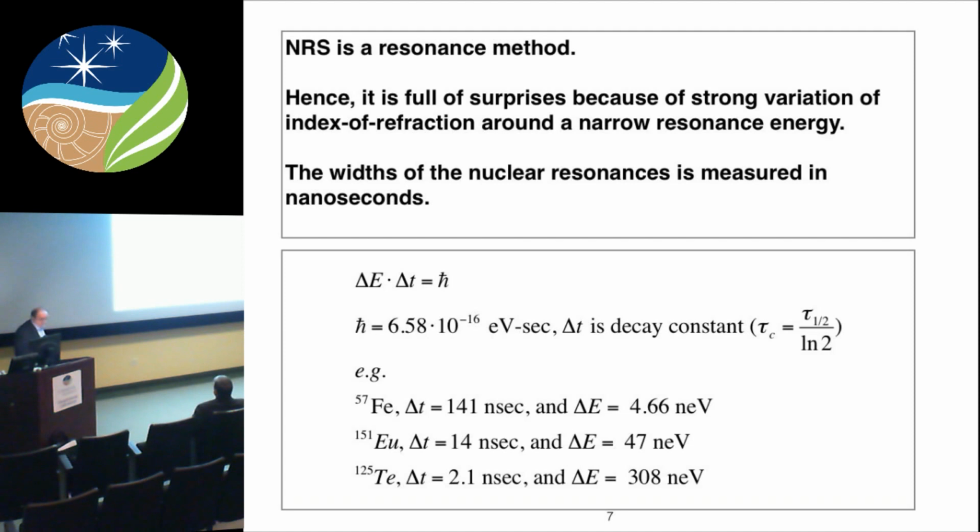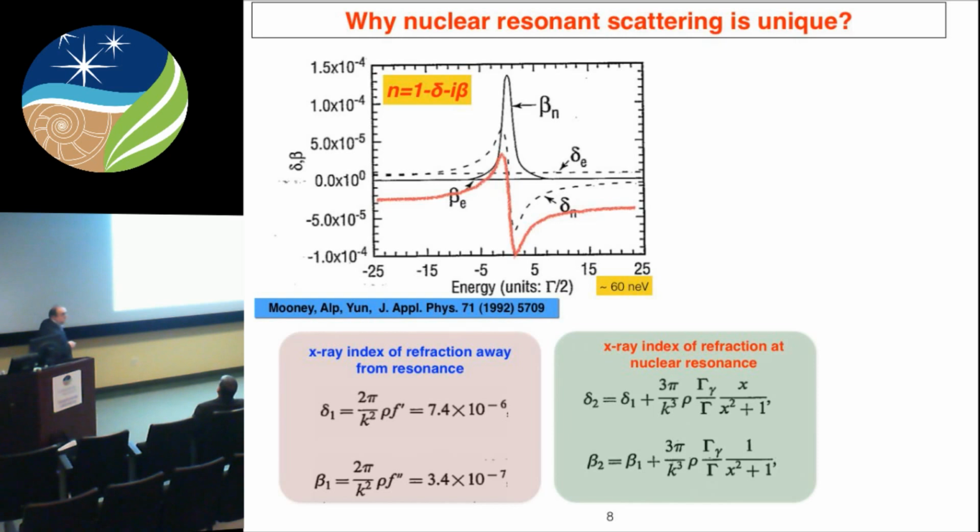So if you look at the variation of the index of refraction for the non-resonant and resonant portions, the energy here is 14.4 keV. I'm looking at the iron 57 response. The index of refraction is pretty flat because it's away from the 7 keV K absorption edge, so there's no change for the electronic part. But for the nuclear part, there's a strong resonance in the imaginary part of the index, which is related to the imaginary part of the scattering.